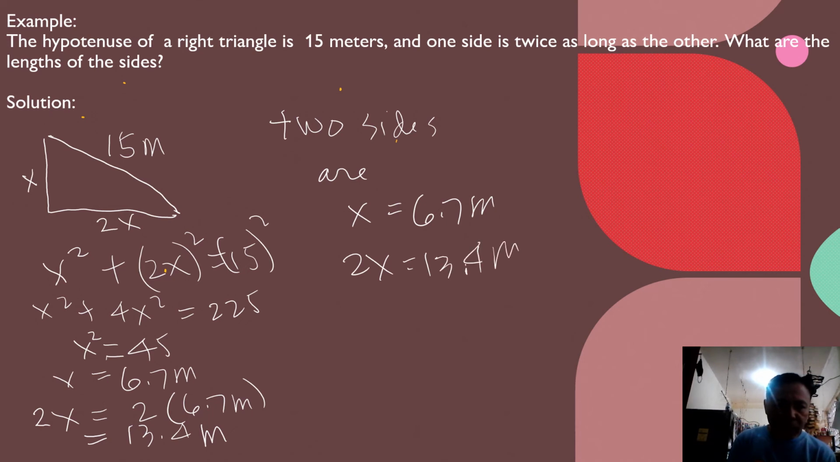So this one is one of the uses of the Pythagorean theorem. Sum the squares of the two sides. The square of this side plus the square of this side is equal to the square of this hypotenuse.